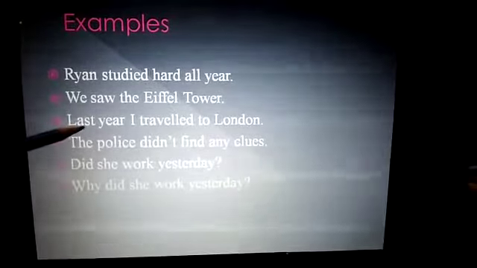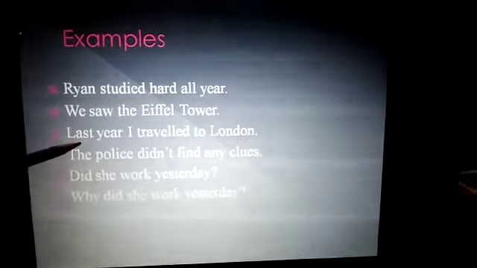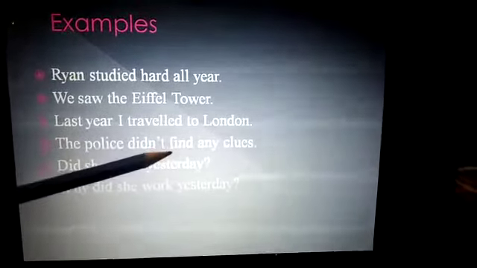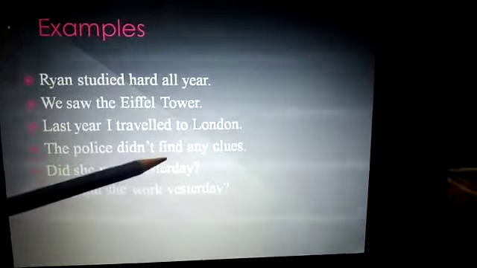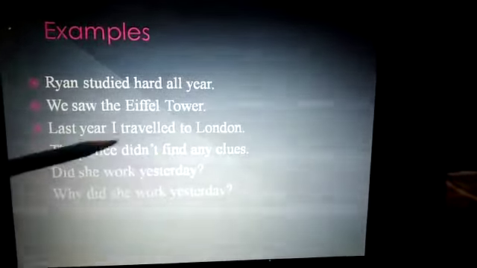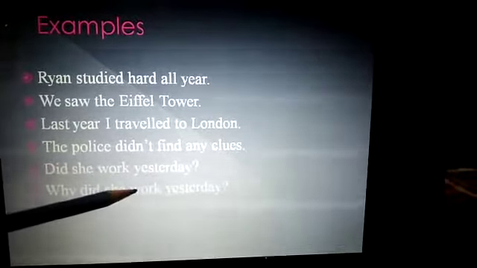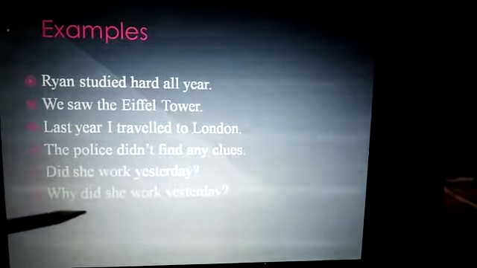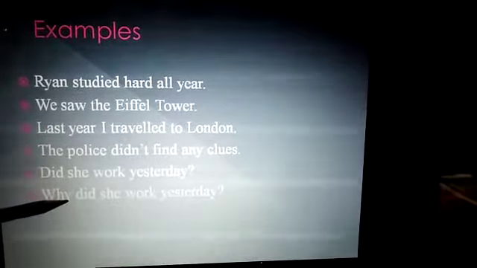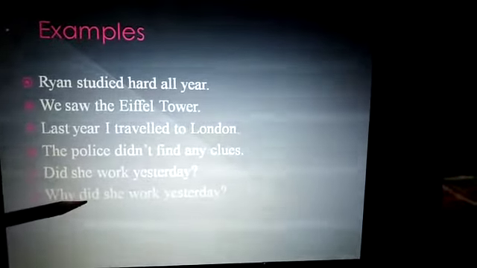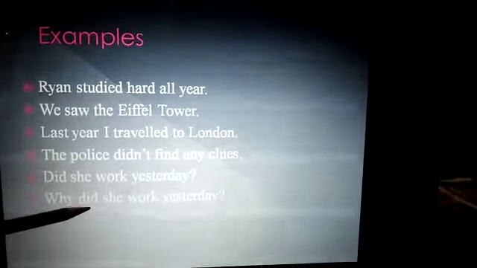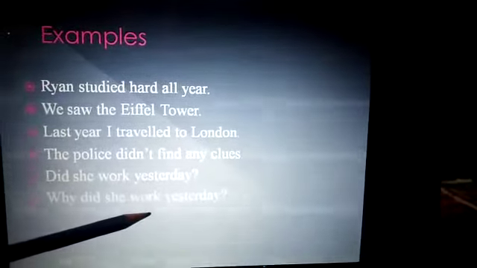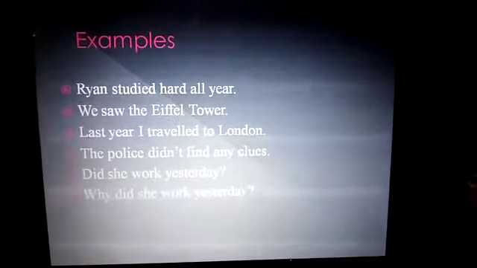Then in the same way, the other examples are also shown, that is, last year I traveled to London. The police didn't find any clues. Focus here, children. The verb is written in first form, find. Next, did she work yesterday? Again, the verb is written in first form. Why did she work yesterday? Okay. Again, the question word, and after that, the past word, that is did, then the subject and the first form of verb. Okay. I hope this much is clear to you.